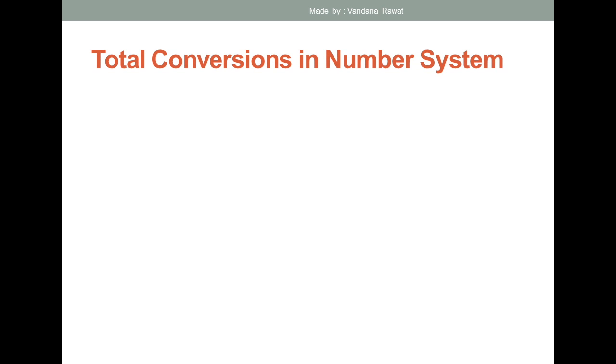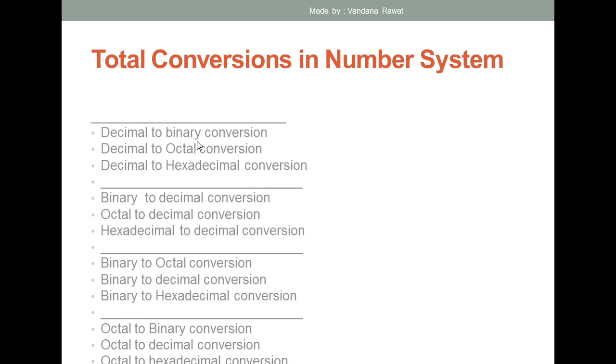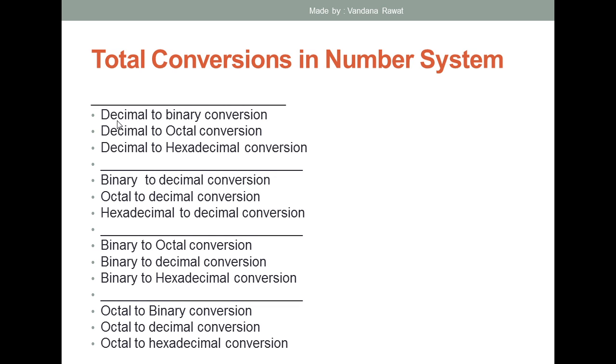So let us discuss how to convert any decimal number into binary. Before going to that subtopic, have a look at how many total conversions we have in number system, so that you don't get confused. One by one you can check. First of all, we have decimal to binary conversion, then decimal to octal conversion, and decimal to hexadecimal conversion.